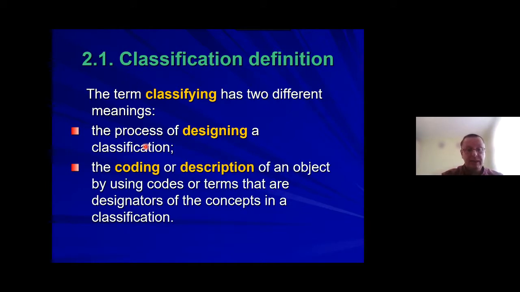So when we talk about classification, we talk about two different meanings: the process of designing a classification, and the application of that classification for coding or description of an object, using codes or terms that designate a concept in the classification. The practical application of classification coding systems I already noted in the first question, and I will come back to it a little in the third question. Right now we will consider this one question: how a classification coding system could be designed and created.